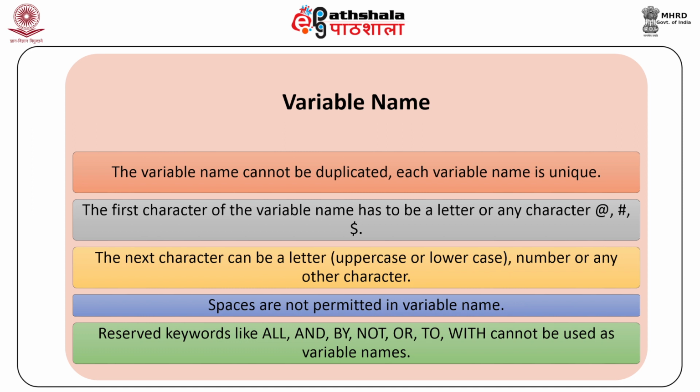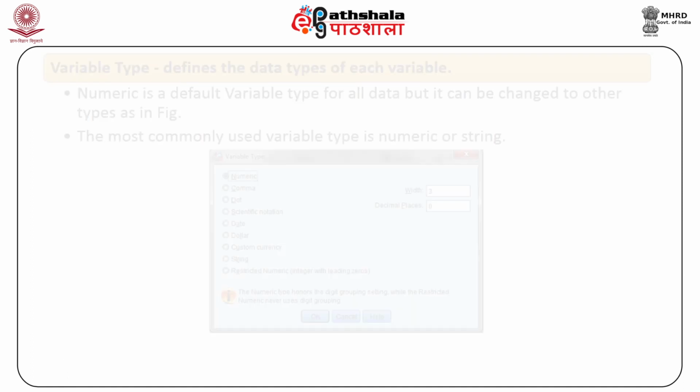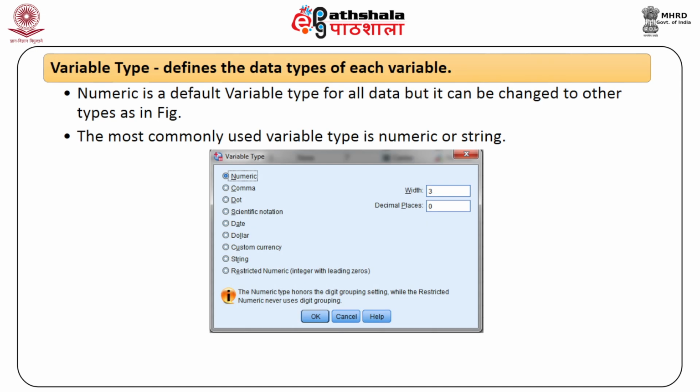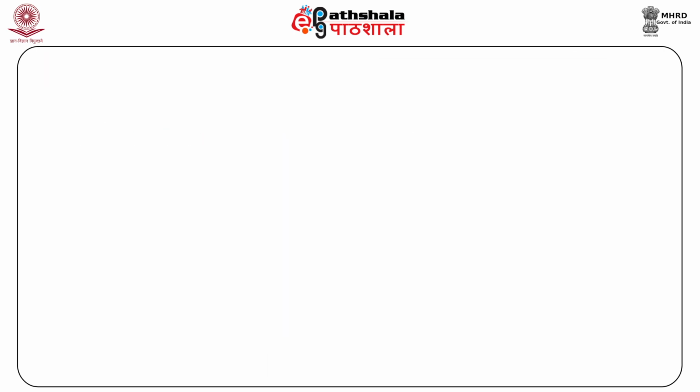Reserved keywords like all, and, by, not, or, to, with cannot be used as variable names. Variable type defines the data types of each variable. Numeric is the default variable type for all data, but it can be changed to other types as in the figure. The most commonly used variable type is numeric or string.